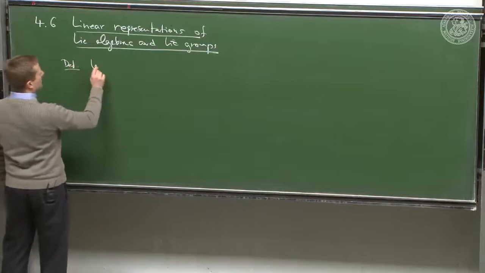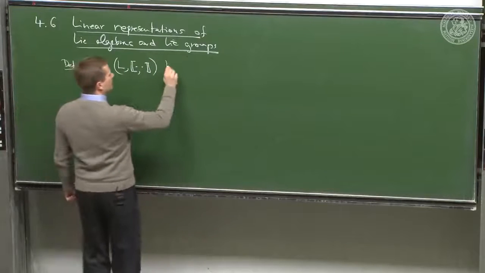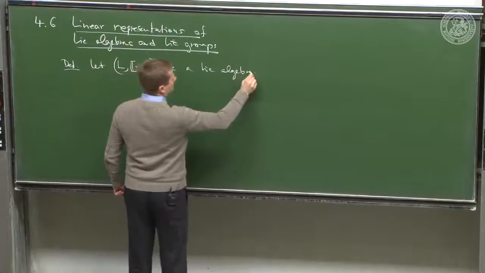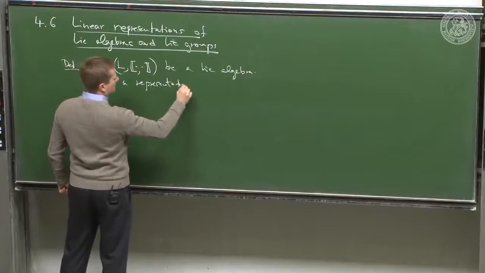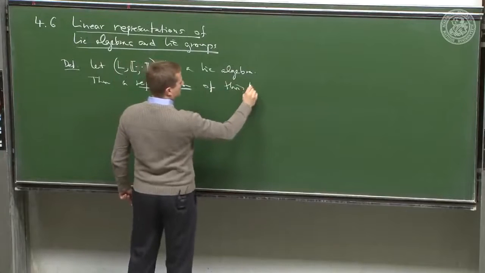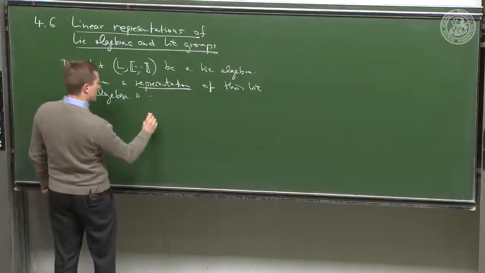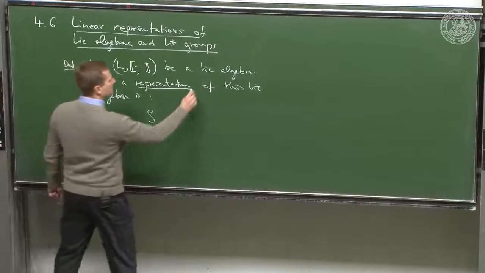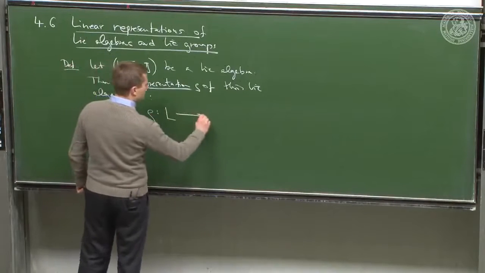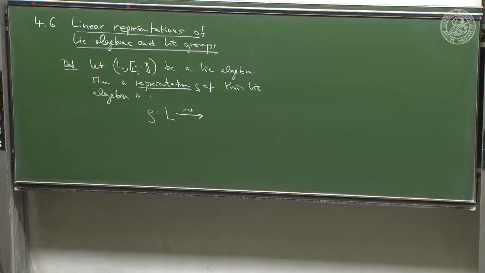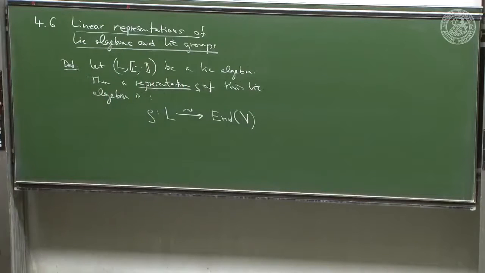Definition: let L, with our abstract Lie bracket, be a Lie algebra. Then a representation of this Lie algebra is the following. It is a linear map, which we may call rho, that goes from L. Why can I say linear? Well, because L in particular is a vector space, into the endomorphisms of some vector space V.